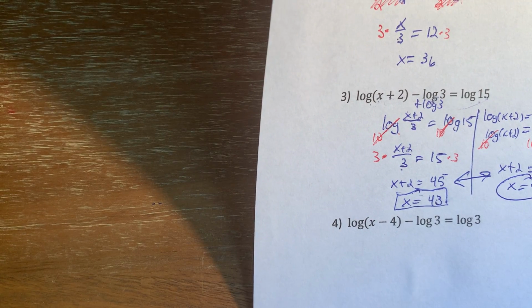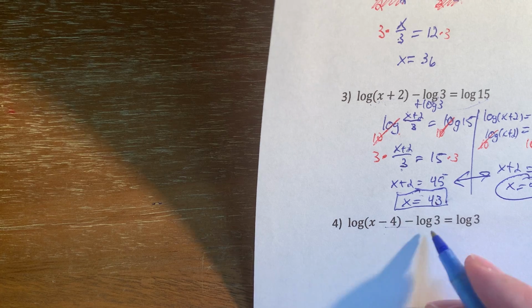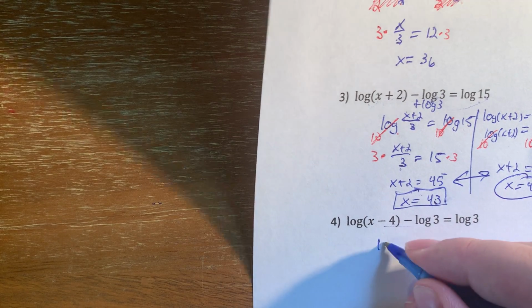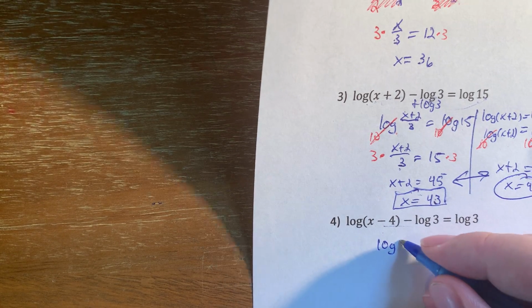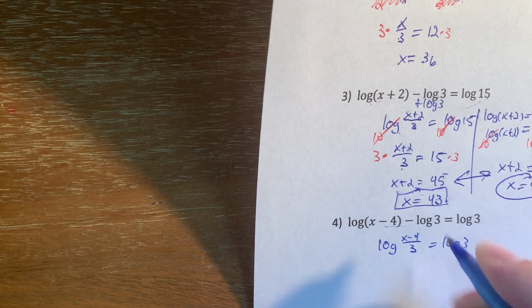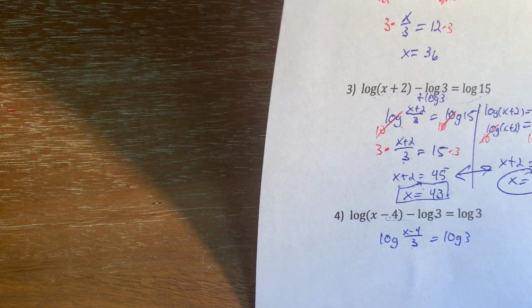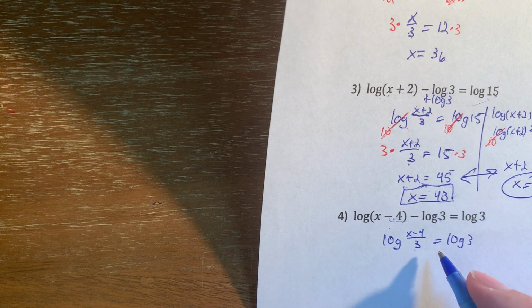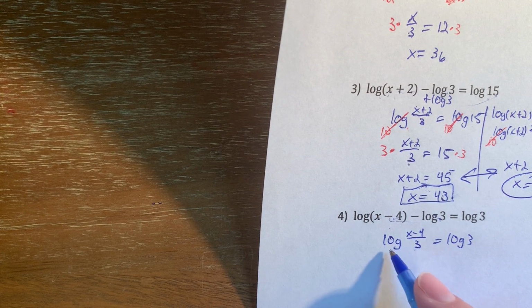Try number 4 on your own. Hopefully you realize that these logs can be combined into a single log. Log of x minus 4 over 3 equals log of 3. These are subtracting, so you can divide them into a single log. Now we have logs that are isolated.